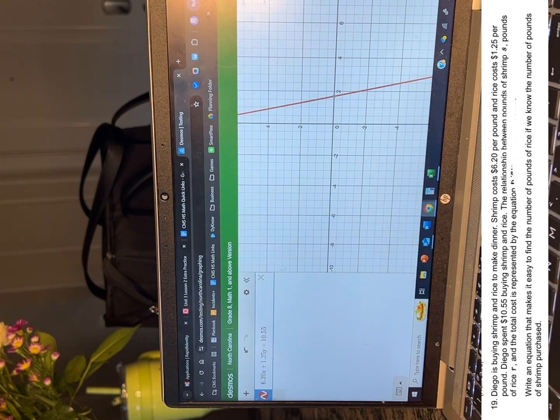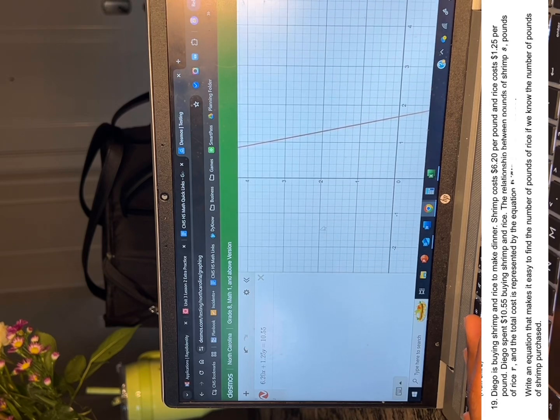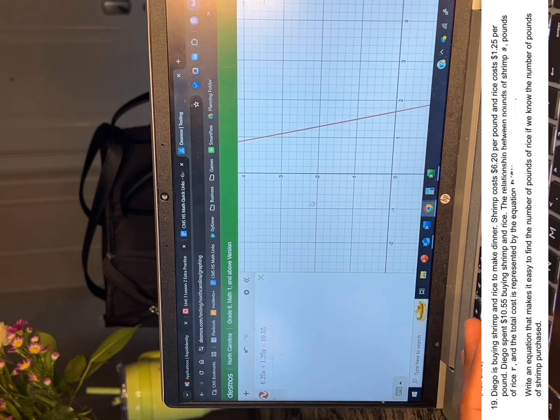Now, if this did not make sense, how to make the equation from the word problem, I'm going to need you to take some time to go watch that word problem video and see if that'll help you out a little bit. It would be very helpful if you are doing this on Desmos with me.